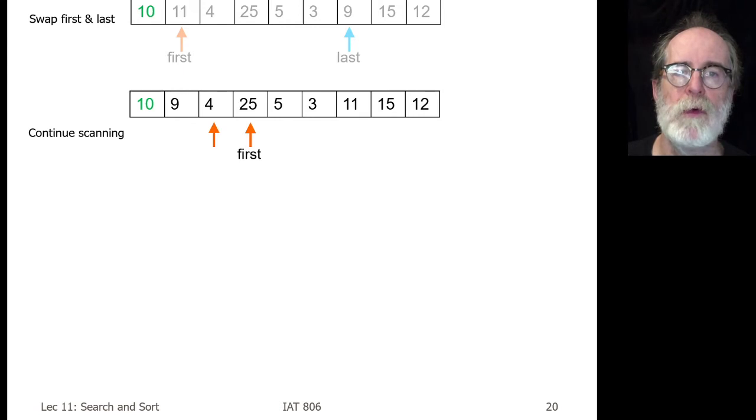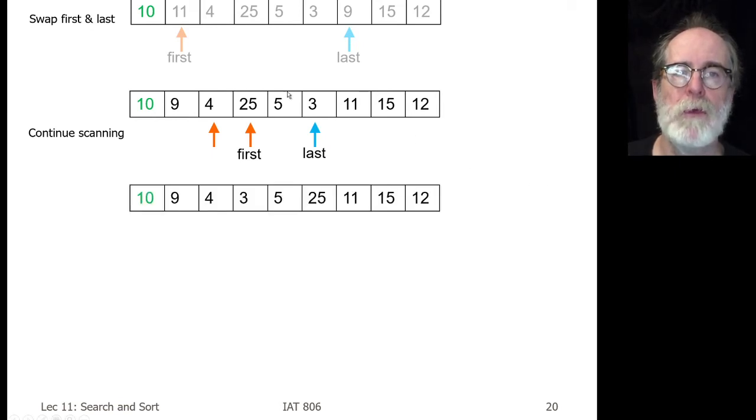And move it ahead, find if this is greater than 10. So 25 is greater than 10, so we're going to leave first there. And we're going to scan in the opposite direction for last. That 3 is less than 10, so we're going to swap 25 and 3. And you can see there 25 went there, and 3 went there. We then move first to the next position and last to the next position. And they're both pointing at the same thing. And then we have a decision to make.